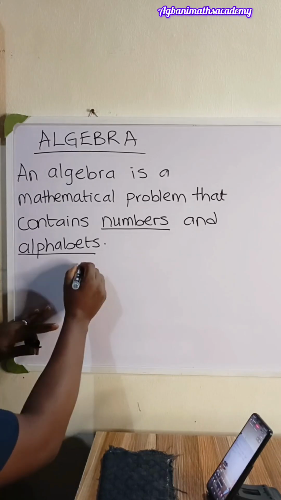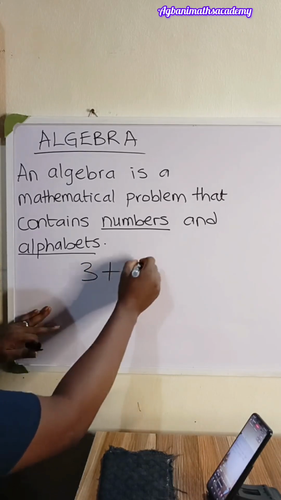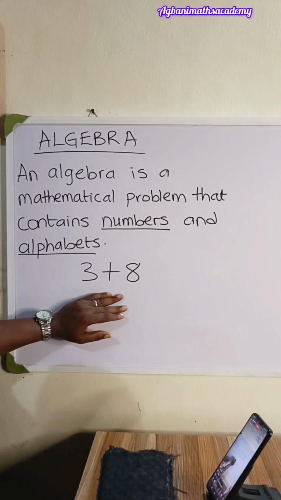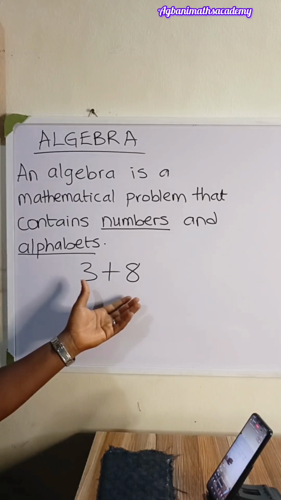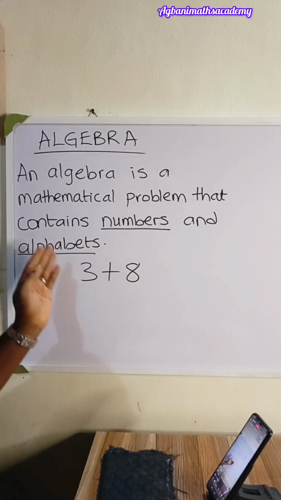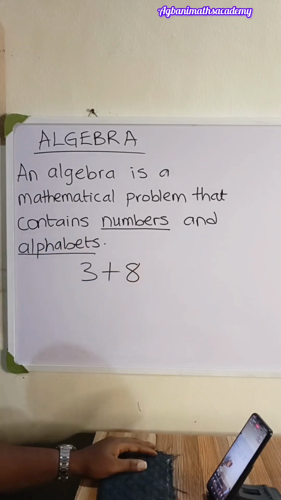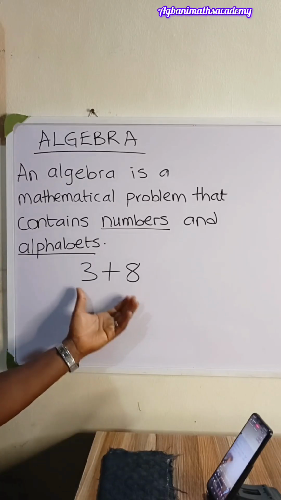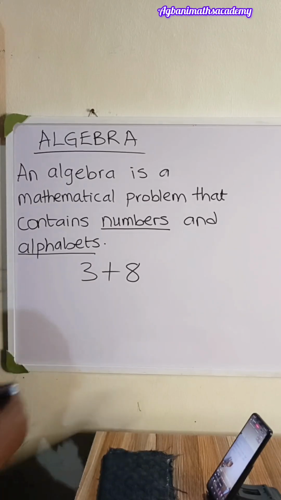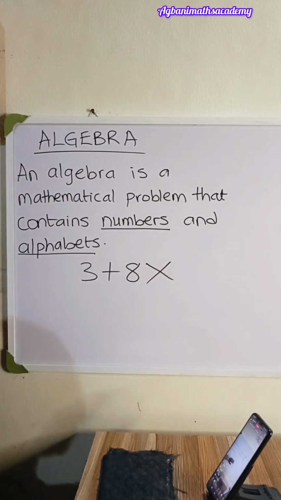So if I have 3 plus 8, 3 plus 8 is a mathematical problem. But if you look closely, you will find out that in this problem, there is no alphabet. You can't see any alphabet in this question. You have 3 plus 8. Both are numbers. So since we can't find any alphabet here, this is not an algebra.